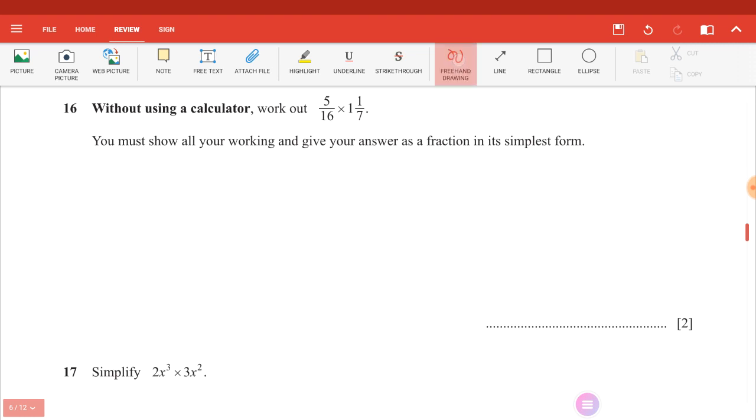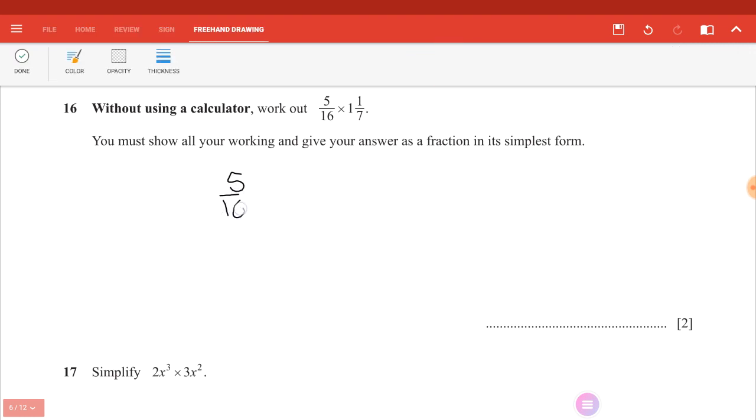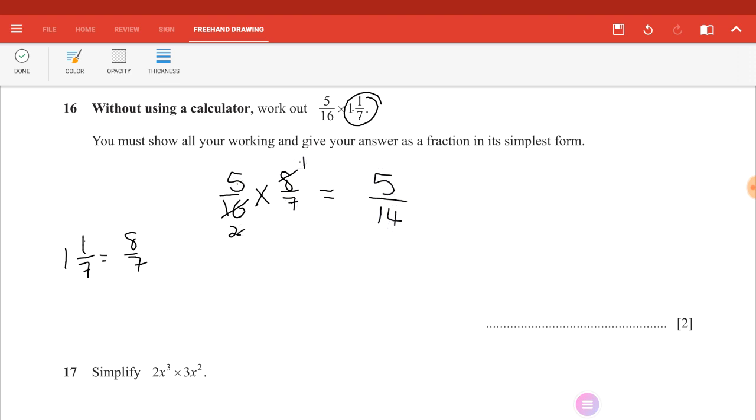Without using a calculator, 5 over 16 multiplied by, you will convert this to an improper fraction, which is 1 multiplied by 7. Okay, 1 over 7 equals 1 multiplied by 7, 7 plus 1, 8 over 7. It's 8 over 7. You can simplify. 8 divided by 8 equals 1, 16 divided by 8 equals 2. So 5 over 2 multiplied by 7, 5 over 14.